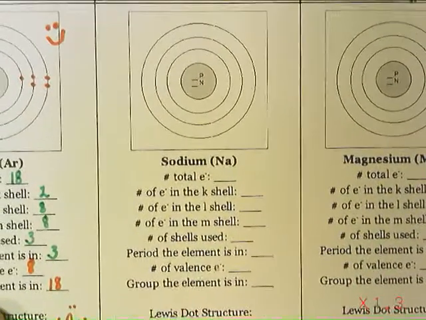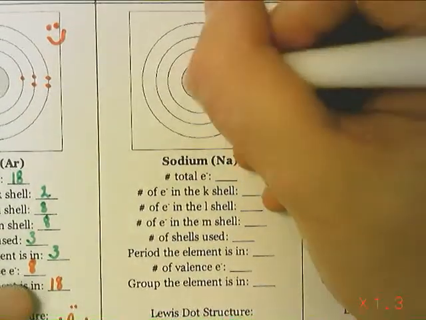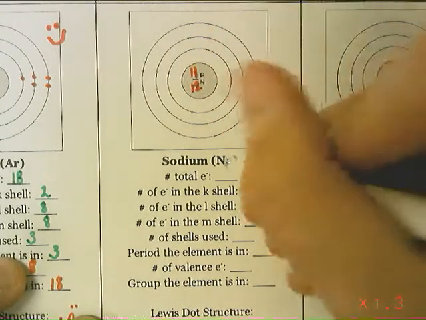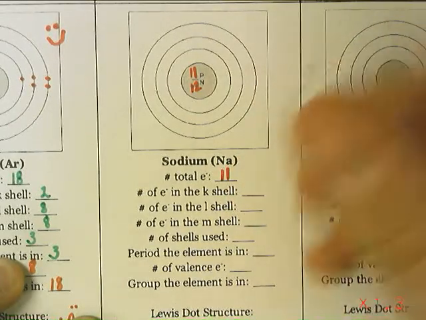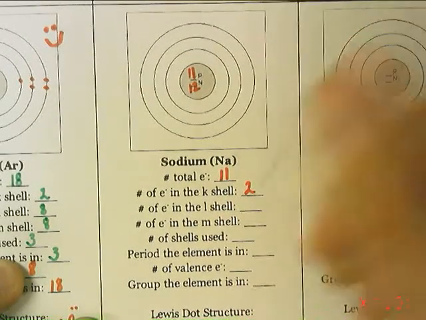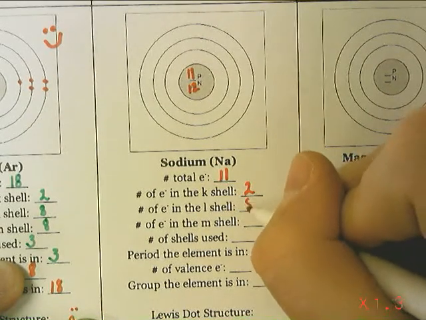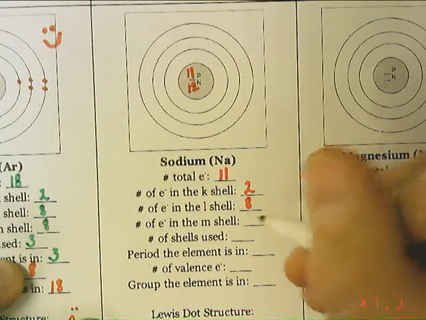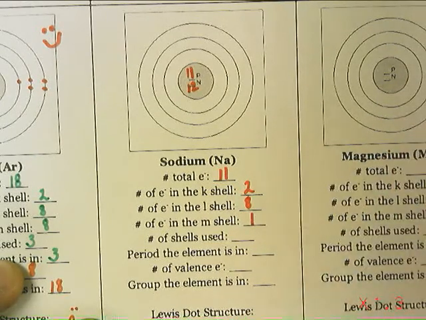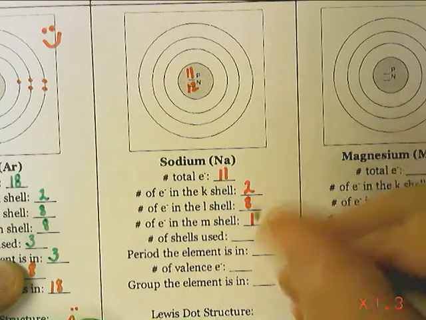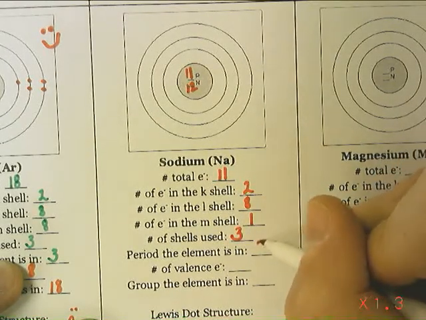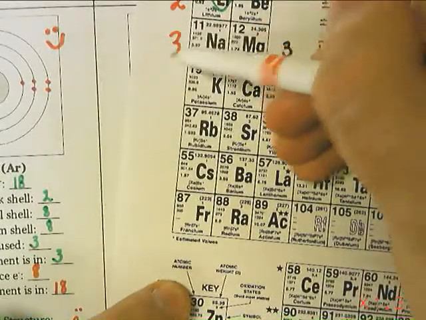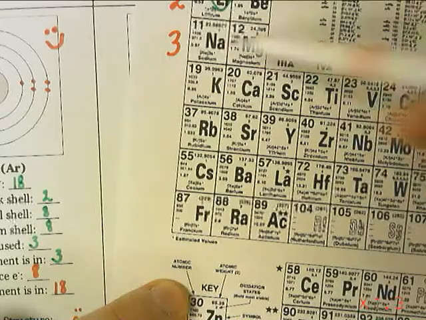Sodium. Sodium has 11 protons. It has 12 neutrons. This means it has 11 electrons. That means we're going to put 2 in the K. The L shell holds a maximum of 8. So there's 8. So we have 8 plus 2 is 10. And that means we have to put the final electron in the M shell. We're using 3 shells, and it's in period 3. Here it is. So it's in period, or row 3, it's in group 1.